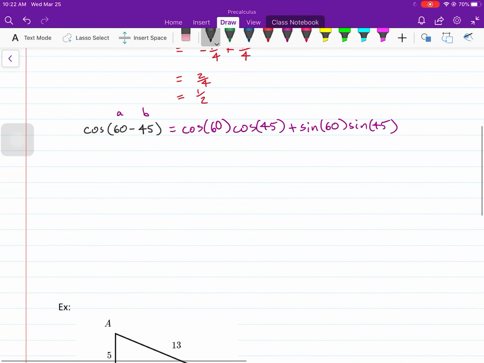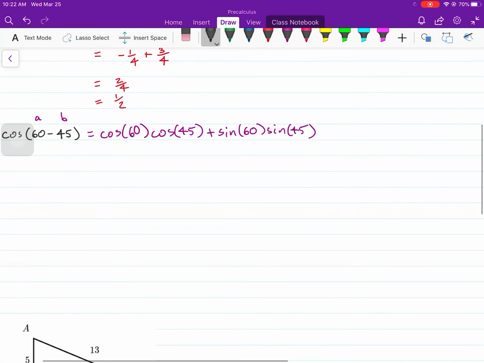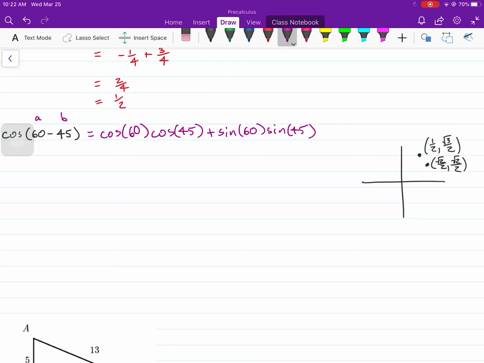And from there, we have to think of the unit circle again. On our unit circle, 60 is right here, where our x is 1/2 and our y is square root of 3 over 2. And our 45-degree angle is right here, where they're both square root of 2 over 2. So we're just going to substitute those right in. Let me label that 60 and 45.